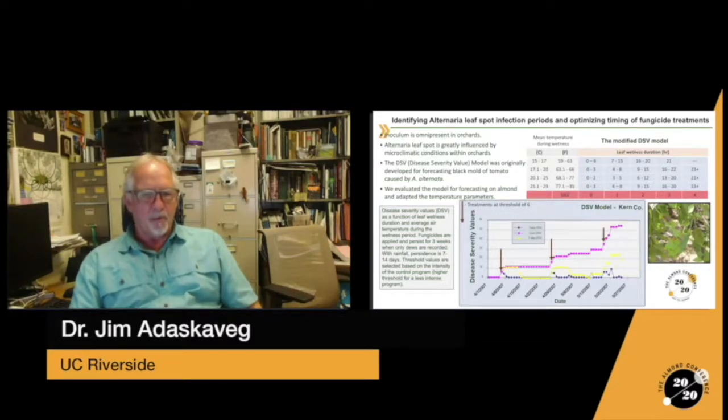We have a 3-week residual activity of the fungicides when there's only dew, and when there's rainfall, the residual activity is about 7 to 14 days. So you select the threshold values based on the intensity of the program that you want to have. The lower the number, the more you're going to be spraying. The higher the number means you're not going to spray until you get to these higher numbers, so you'll have fewer sprays. Most people use a threshold of 6.